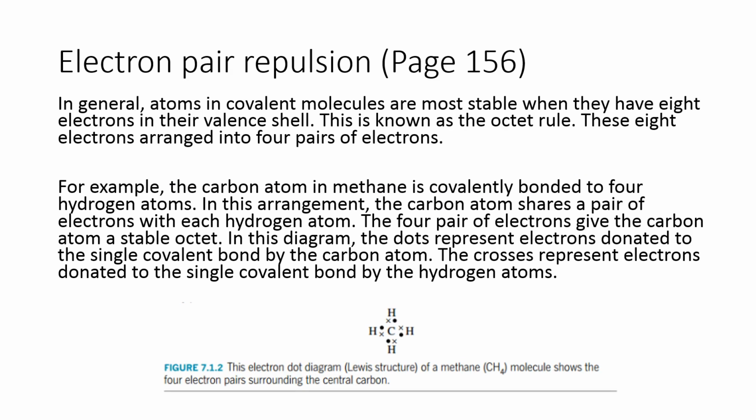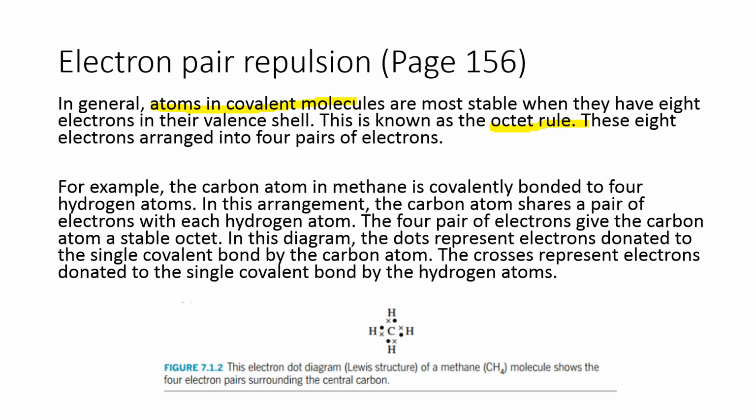Alright, so this is here the electron pair repulsion, page 156. In general, atoms in covalent molecules are the most stable when they have 8 electrons in the valence shell. It is known as the octet rule. It says these 8 electrons are arranged into 4 pairs of electrons. So this is the example that we have discussed in chapter 6 itself.